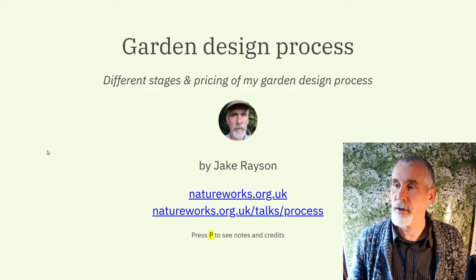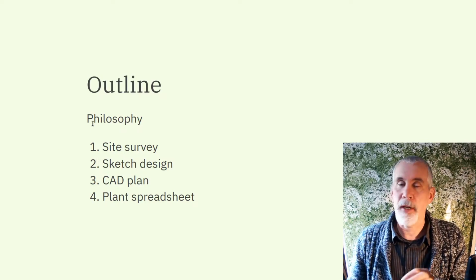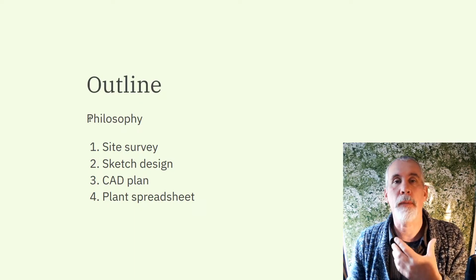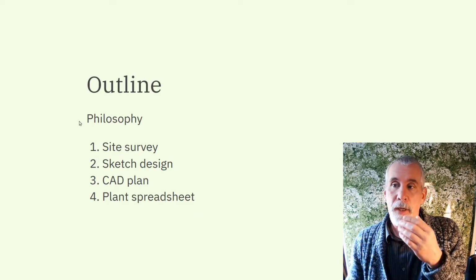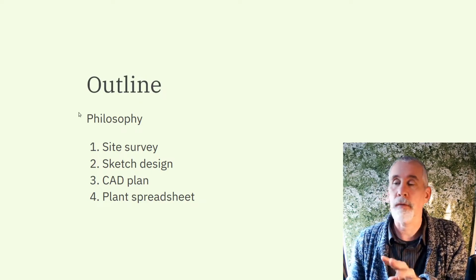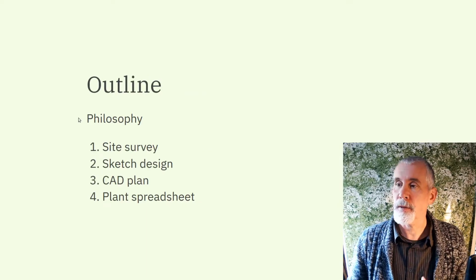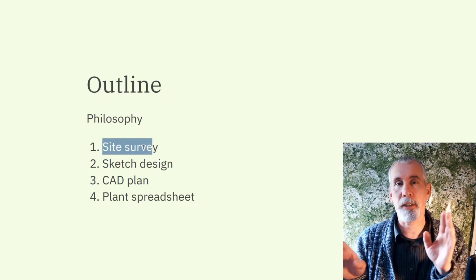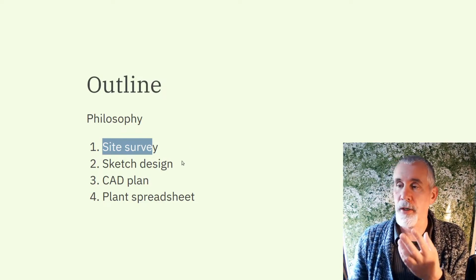So without further ado, this is the outline for today. It's only going to be a few minutes. The first thing is the philosophy about forest gardening, what a forest garden is, and my approach to forest garden design. And then I'll be going through the 4 different stages with the costings for them as well. So the forest garden philosophy. Then the site survey, having a look at surveying the whole site and then creating online notes.